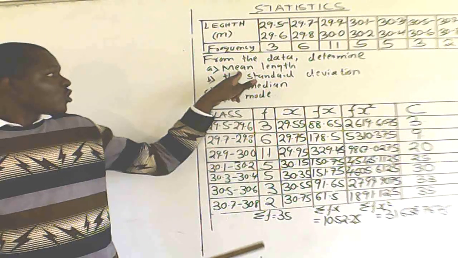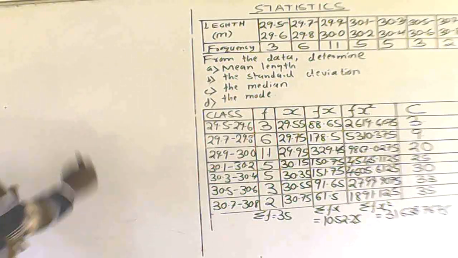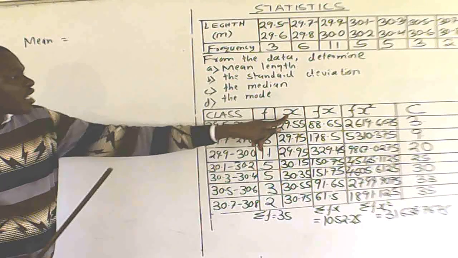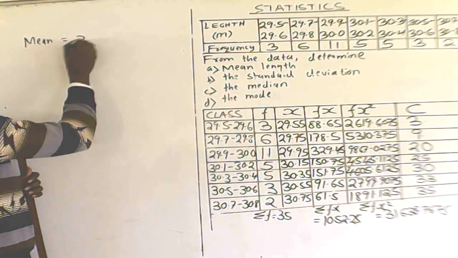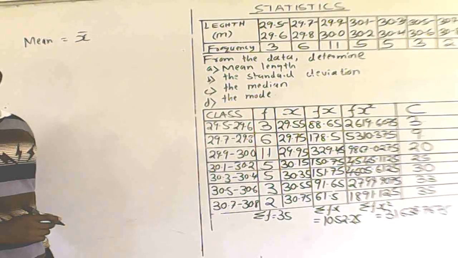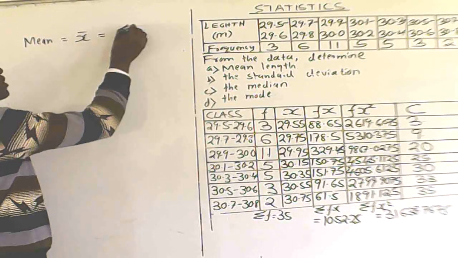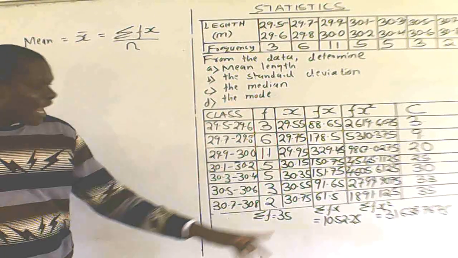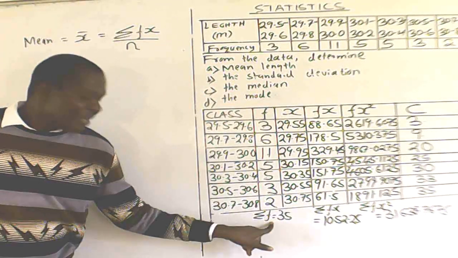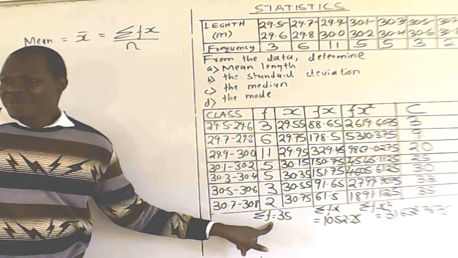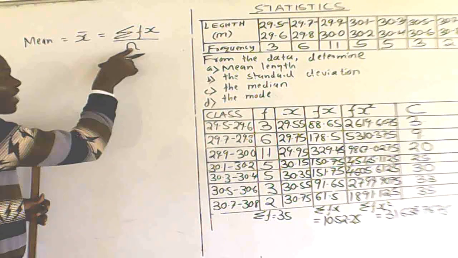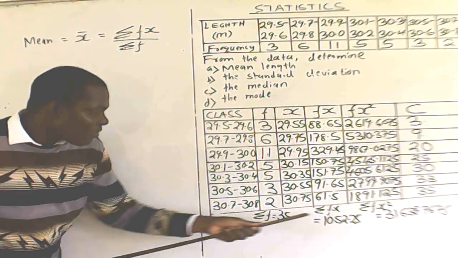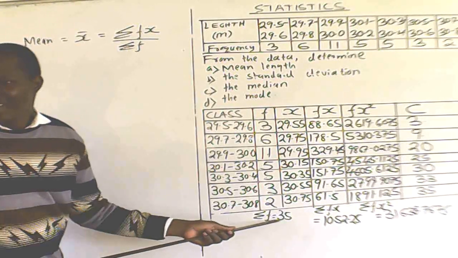So the first one, you will be told to find the mean length, isn't it? So the mean, if the lengths are denoted by x, then the mean is denoted by x bar. And the mean is what? Summing up all the x values and dividing by their total number. Meaning it is summation fx divided by summation f. Summation f is the n. So this n, the total number, is adding up all this frequency. So it is summation fx divided by summation f, are you seeing that?